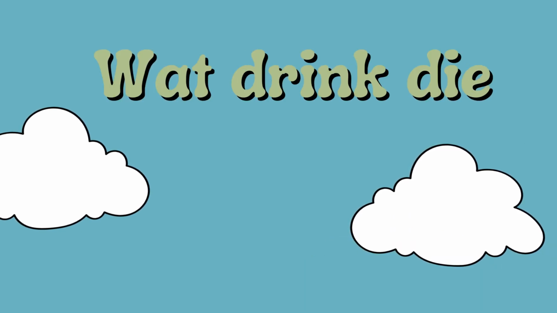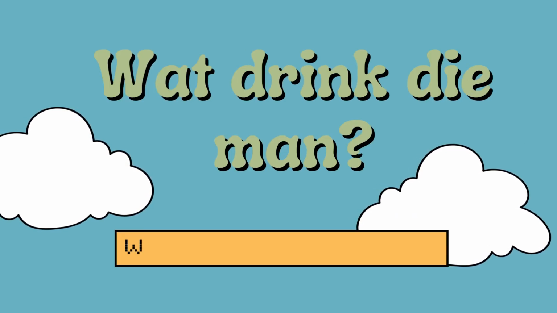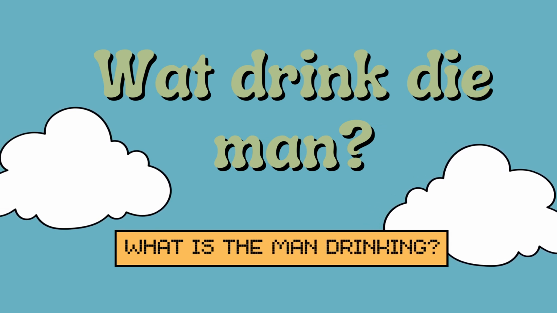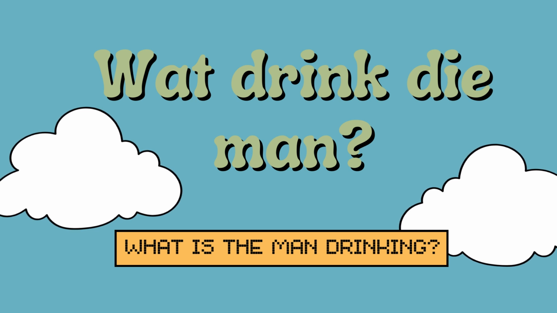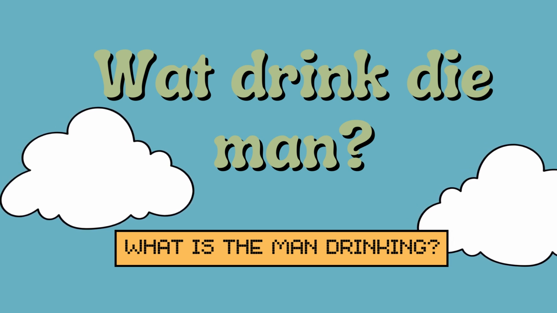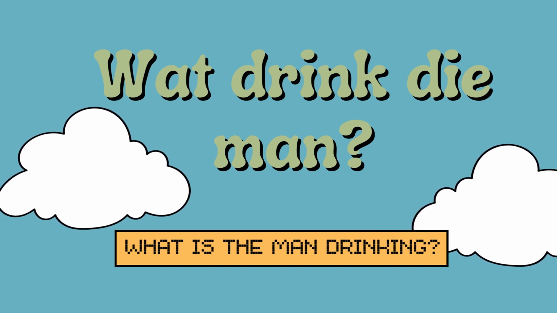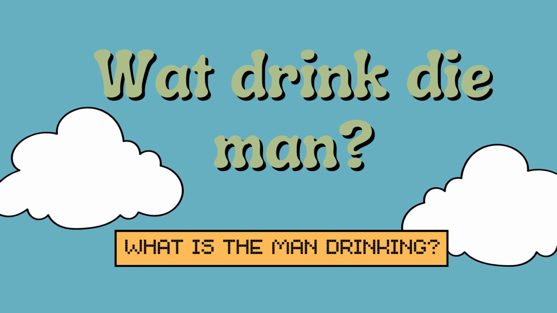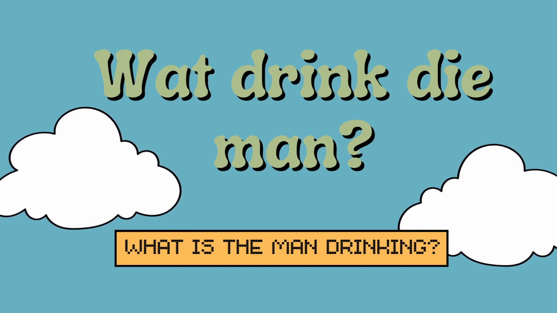Wat drink die man? What is the man drinking? Ooh, that's just a little tricky, isn't it? Did you notice how this grammatical structure is not exactly like English? Now, why is that? Well, if you watch our next lesson, you'll find out. And we'll also find out how to use verbs or doing words just like drink.